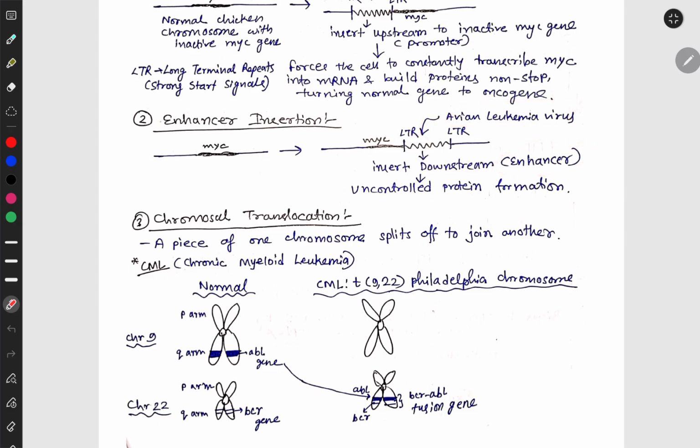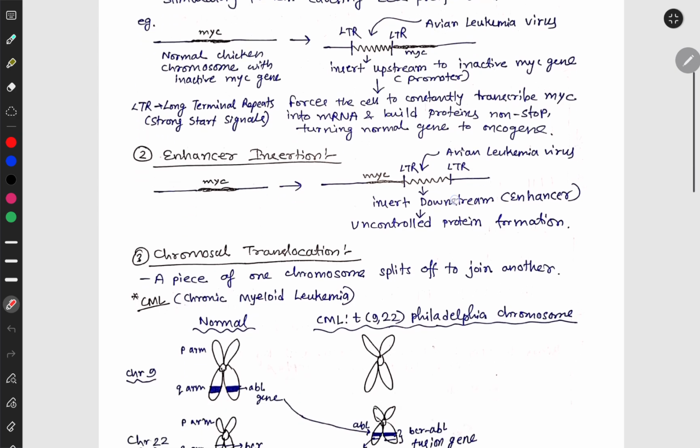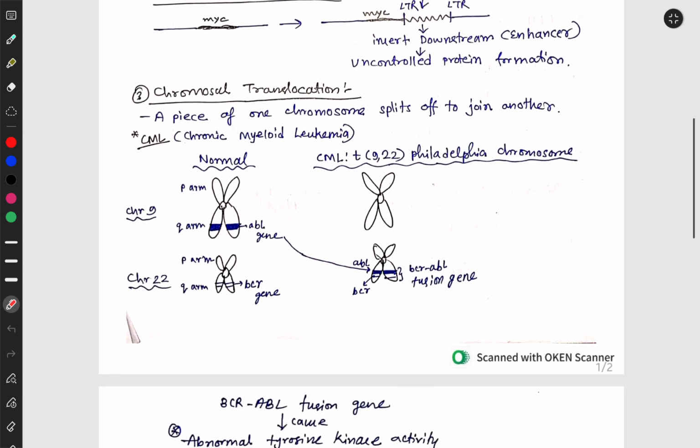basically in the downstream region, it is the enhancer region. So that will lead to uncontrolled protein formation. So promoter insertion, enhancer insertion. Now we have come to an important part, that is the chromosomal translocation. So what is chromosomal translocation? This is the process where a piece of one chromosome splits off to join another. So suppose one chromosome has one part that splits from that region and goes to the other chromosome.